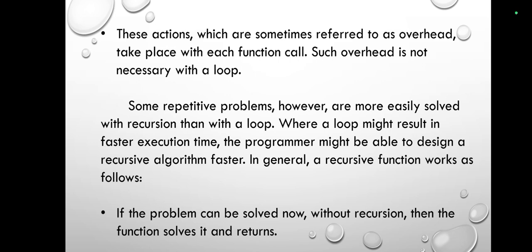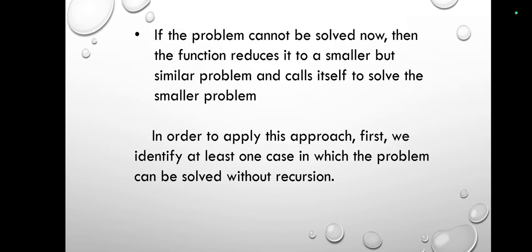In general, a recursive function works as follows. If the problem can be solved immediately without recursion, the function handles it directly and returns the solution. If not, the function breaks down the problem into smaller similar versions and calls itself to solve these smaller problems recursively.